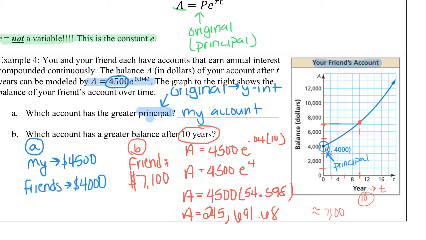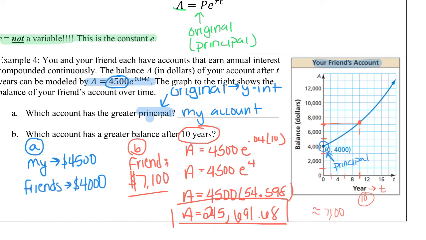245,691.68. So the principal difference of $500 made a huge difference after 10 years. Because after 10 years, my friend only has 7,100 and I have 245,000. So my account is larger after 10 years.